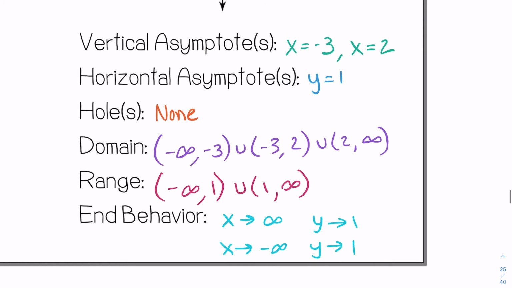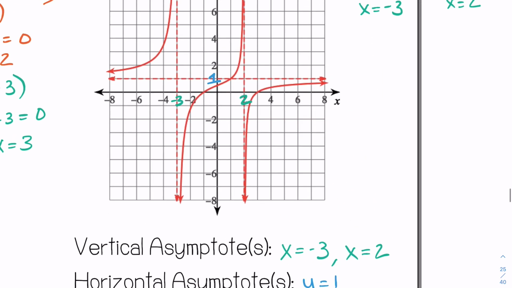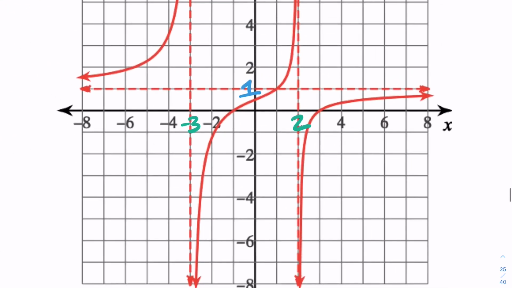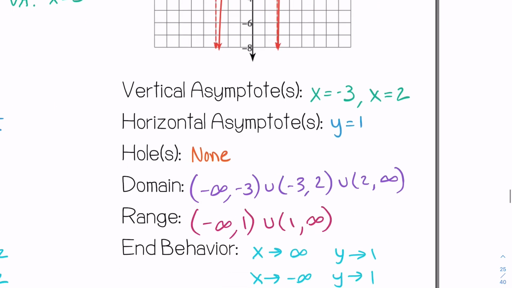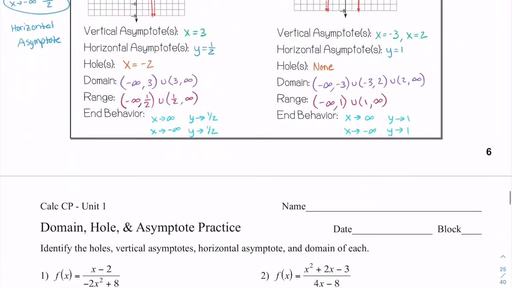And that's it. Now again, take a look. Here's a horizontal asymptote. It's crossed, right? So horizontal ones can get crossed. It's just about them approaching it at the end. All right, and I think that's it.